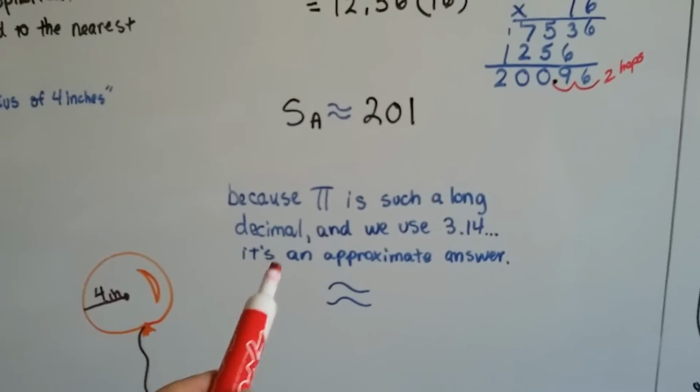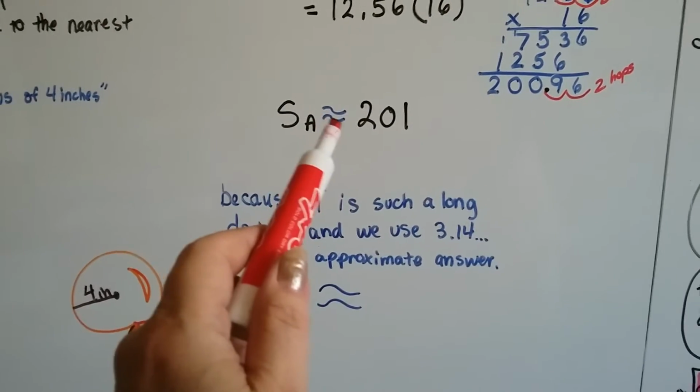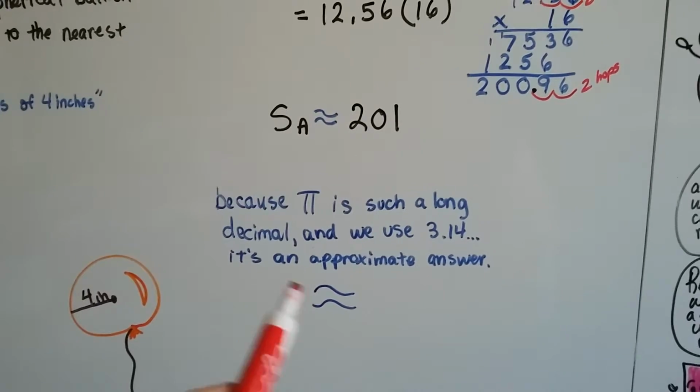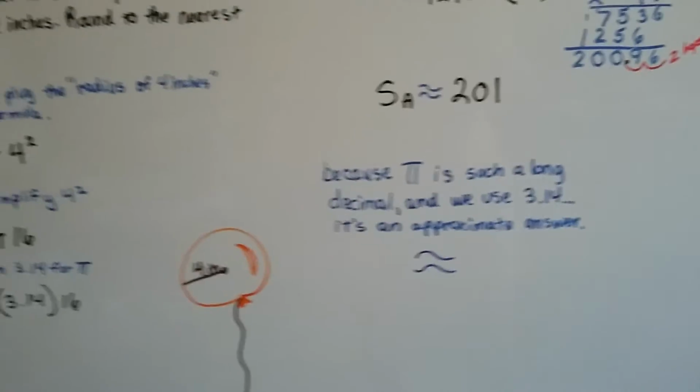And because pi is such a long decimal and we only use 3.14 to solve the equation, it's an approximate answer, so we use that instead of an equal sign, right?